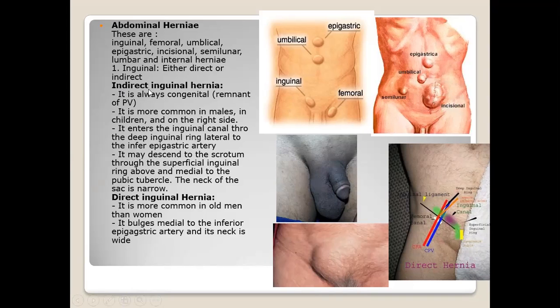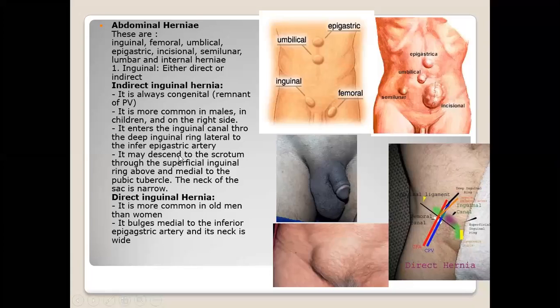The indirect hernia is the congenital type of hernia, which is seen in small children. It is always congenital, a remnant of the processus vaginalis. If it is not fused, then this is present. If it is a patent processus vaginalis, then it leads to congenital hernias, and it is most common in males and in children, and usually on the right side.